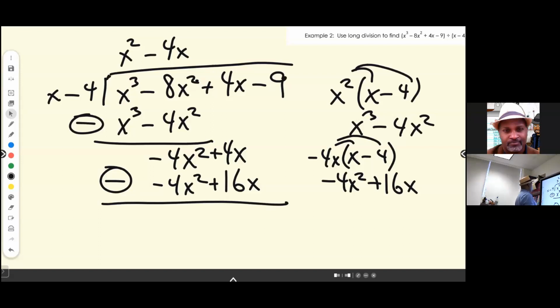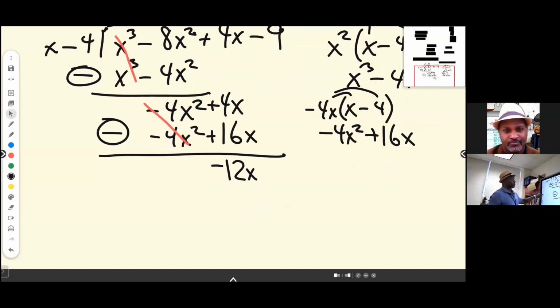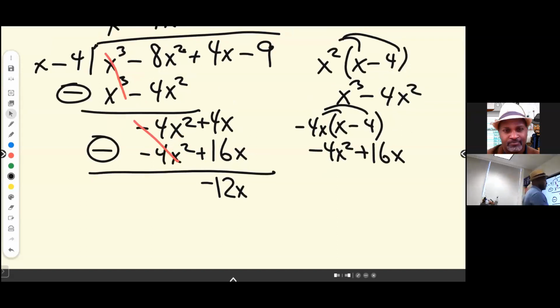This is going to go. We know that's always going to be the case. Now we got a 4x minus a 16x. That is going to give us a negative 12x. I want to write that a little better. Negative 12x. All right, let's give ourselves a little room there. And we're going to bring down our minus 9 there.